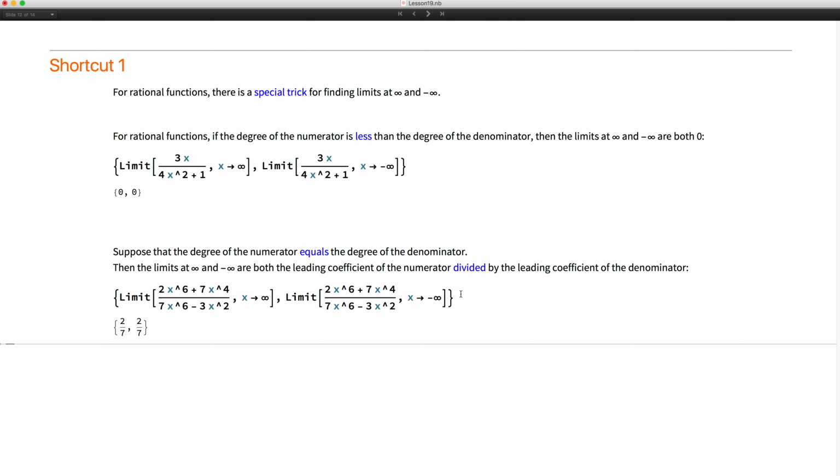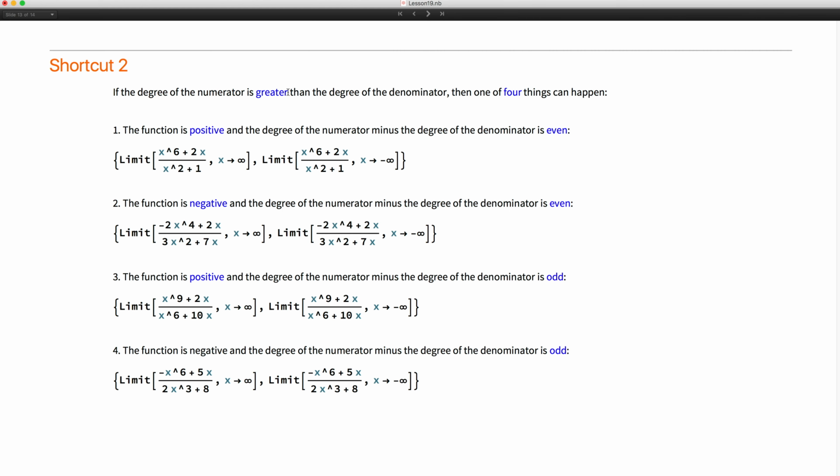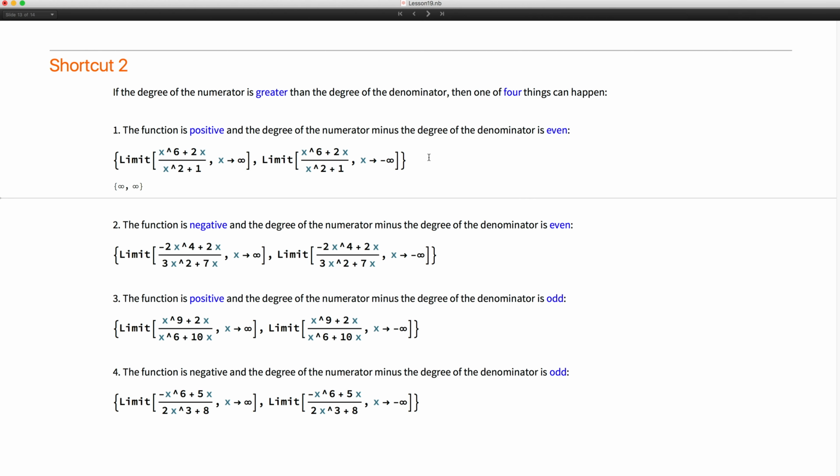So we covered the case of when the degree is less for the numerator than the denominator and when they are both equal. But the really difficult case is when the degree of the numerator is greater than the degree of the denominator. Now, four things can happen. First of all, you have a positive expression at infinity. So you have x raised to 6 over roughly x squared over here. And then as you approach infinity, both these become positive infinity because the difference between the two degrees is even.